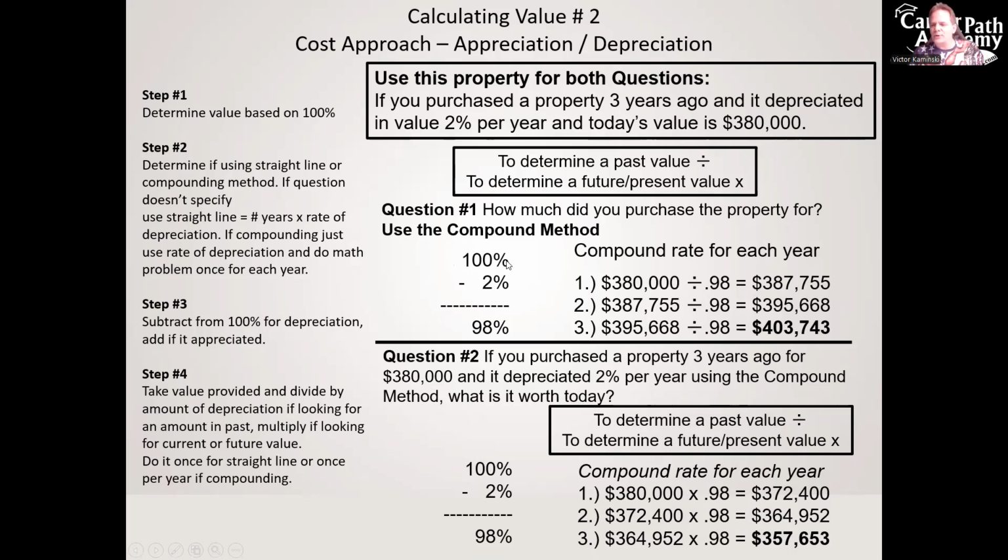And then if it appreciated, you would be adding to 100%. If it depreciated, you subtract. Now, what's the percentage that you're adding or subtracting? Well, if you're using the compound method, you just take the rate of depreciation that they tell you, and then you do the problem once for each year. Whether you divide or multiply depends on whether you're figuring out a past value or a future value. Now, if they said to use the straight line method, you take the rate of depreciation that they give you, times it by the number of years, and then you do the math problem one time. That's the straight line method.